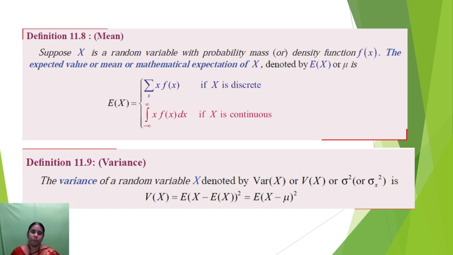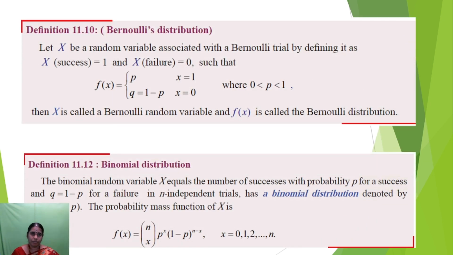Next definition, for mean. Mean is calculated as E of x equal to the summation of x into f of x for the discrete case. For the continuous case, it is the integral from minus infinity to plus infinity of x into f of x. For variance, we calculate V of x. Variance of x is nothing but E of x minus mu the whole squared. This is for our Bernoulli distribution, and the next one is for our binomial distribution.